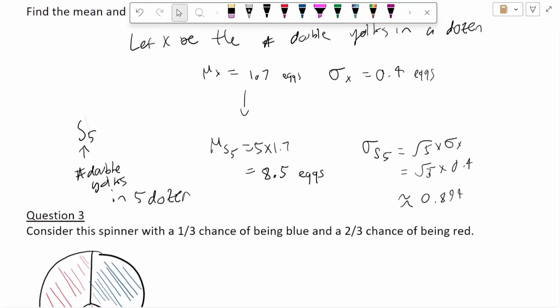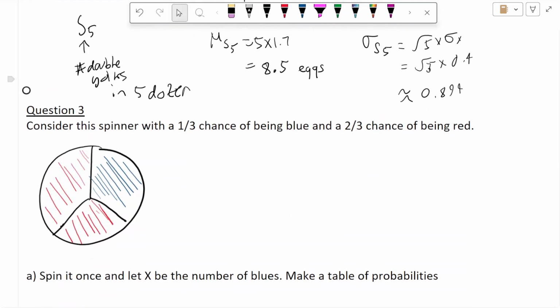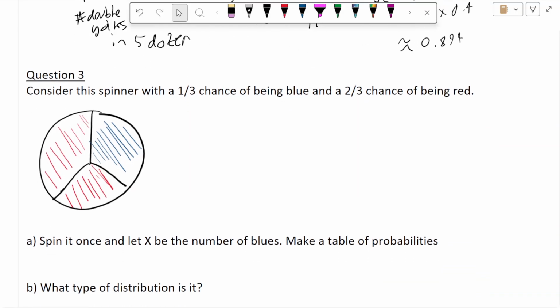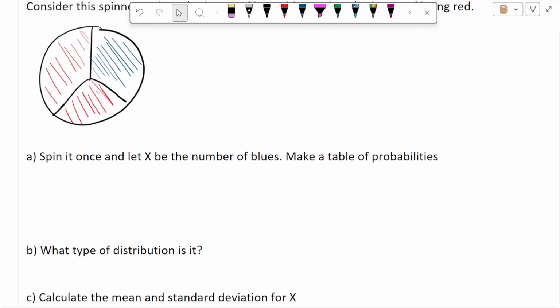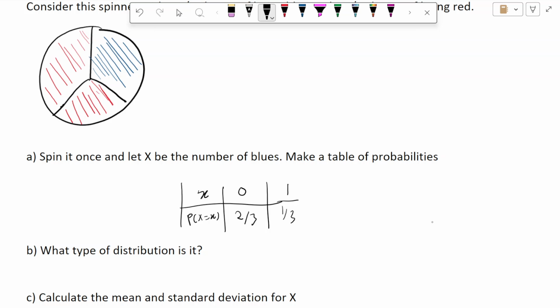Done. Now we've got this spinner here, and it's got a 1/3 chance of being blue and a 2/3 chance of being red. All right, spin it once and let x be the number of blue, make a table of probabilities. So we're going to spin this once. So x could be 0 blue or 1 blue. And the probability that big X equals little x is, well, for 0 blues, it's a 2/3 chance, and for 1 blue, it's a 1/3 chance.